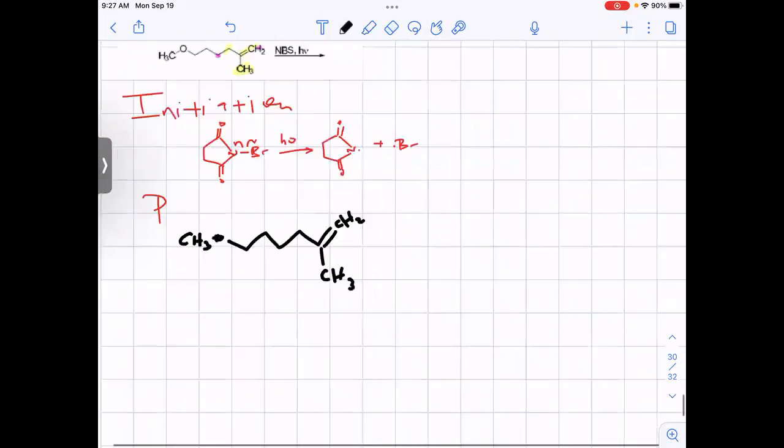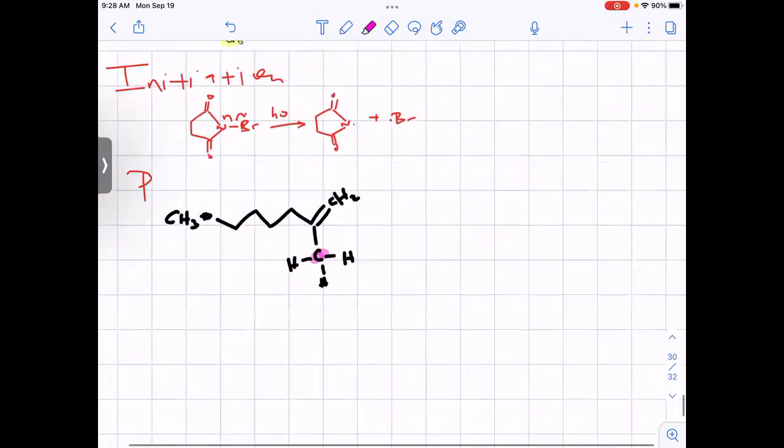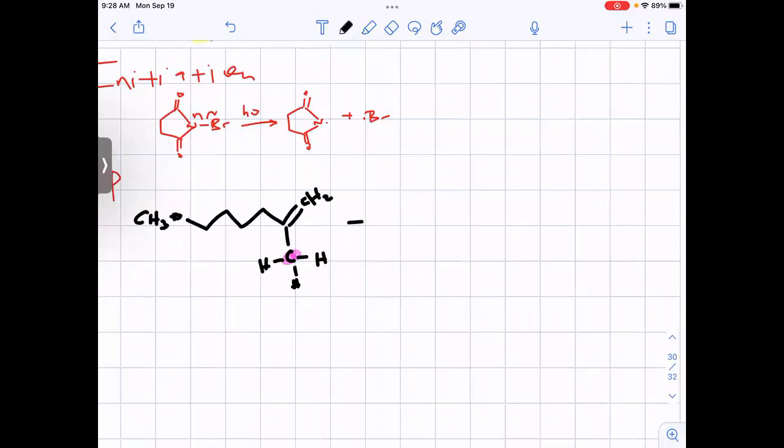All right, if you see here, let's do this one down here first. This is one of my allylic sites. Right here, it's the carbon that's adjacent to the double bond. We're going to do this one first, take it, and react it with a bromine radical.